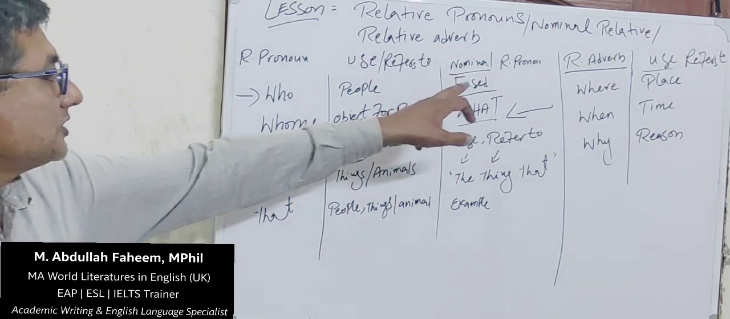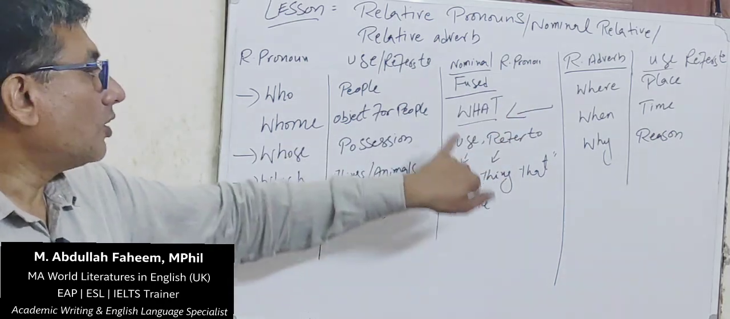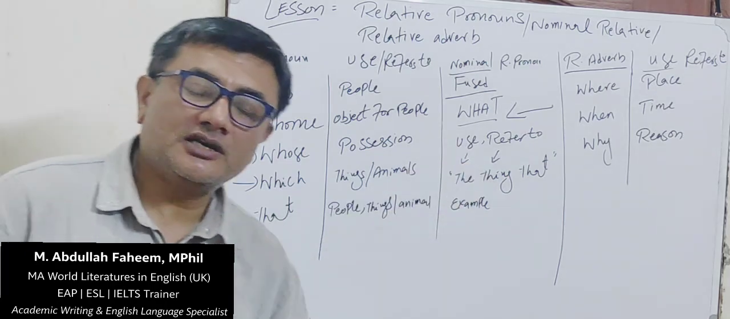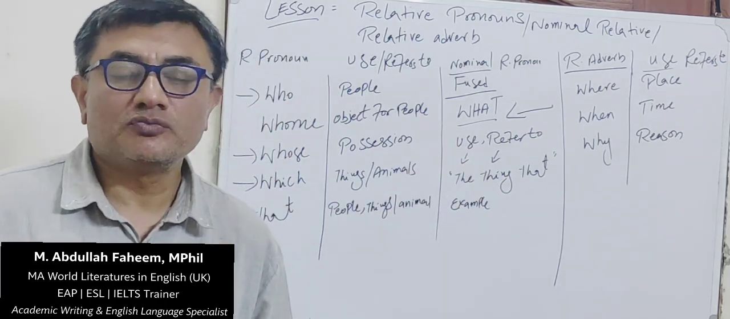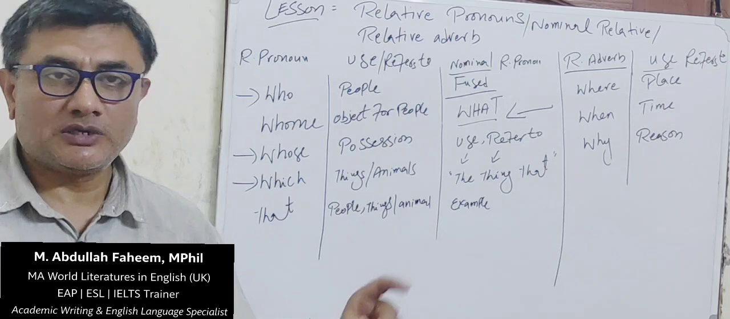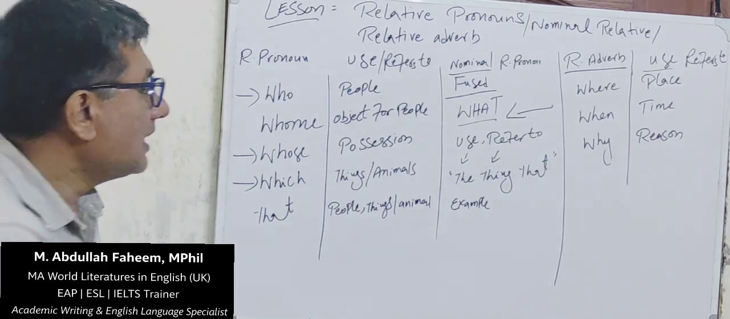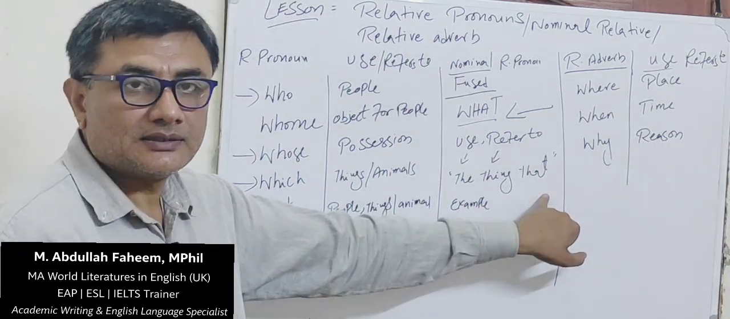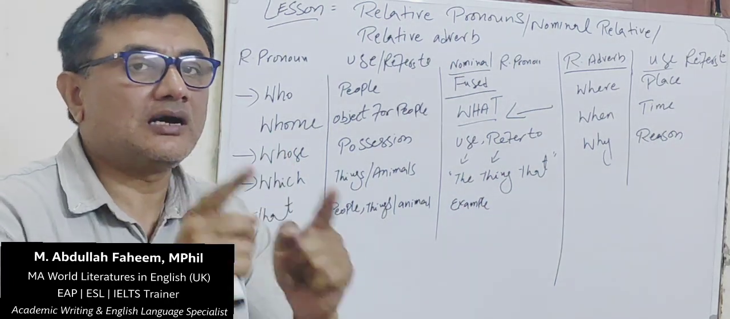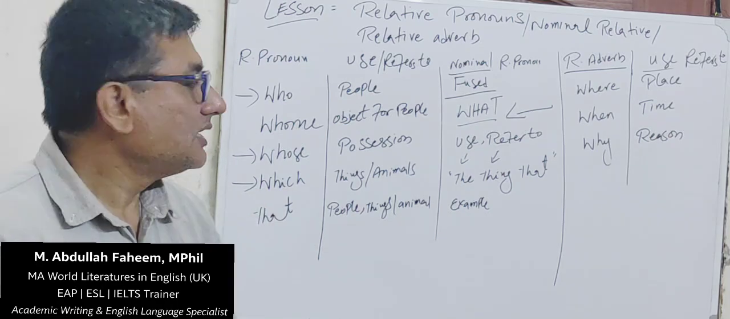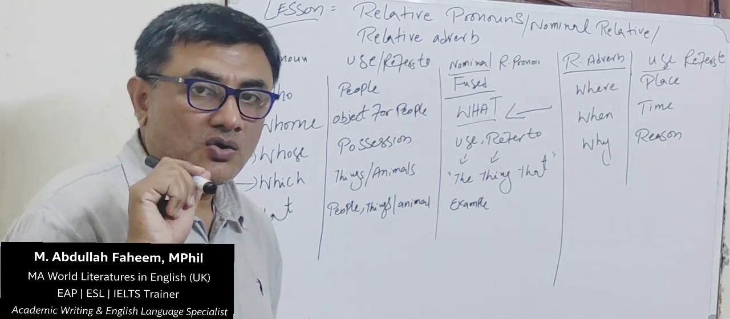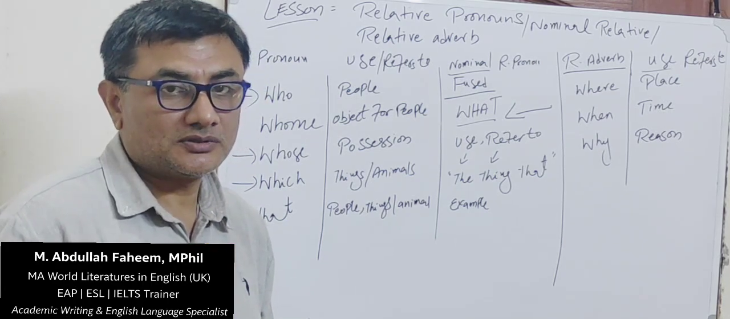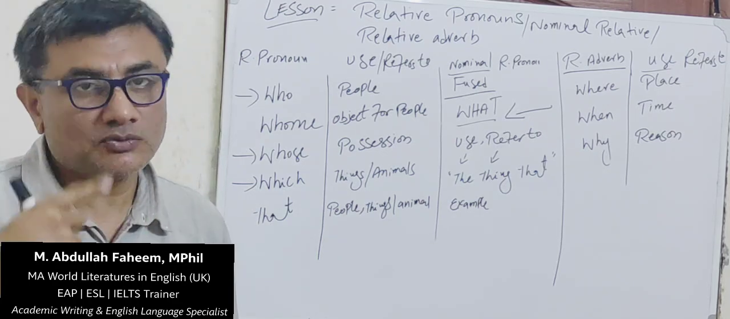And similarly, if you see the nominal relative pronoun or fused relative pronoun, it's only a single word: what. In general, we use what in the beginning of a sentence to make a sentence interrogative. हम किसी भी जुमले के शुरू में लगाते हैं उसको सवालिया बनाने के लिए. इसका यूज क्या है? इसका यूज है the thing that, यानी किसी चीज को मखसूस बनाना, खास बनाना, इशारा करना किसी चीज की तरफ. For instance, what you were eating was my food, यानी जो खाना आप खा रहे थे वो तो मेरा था.